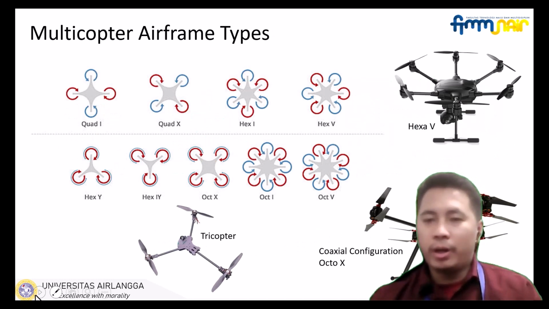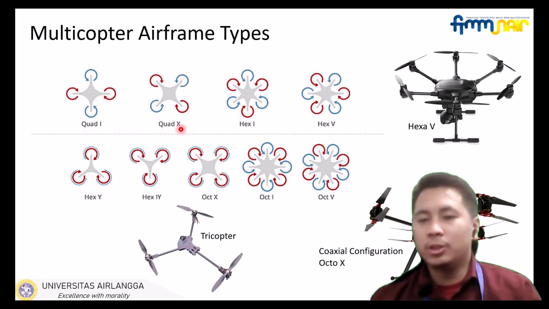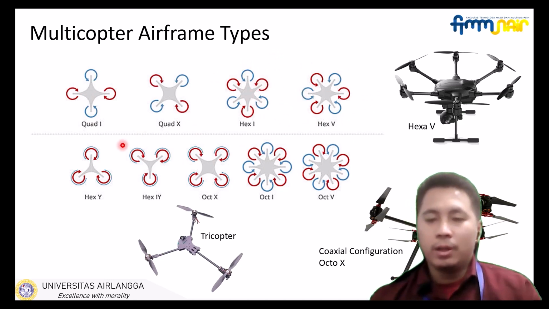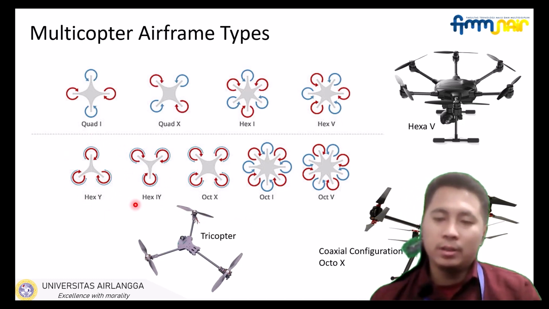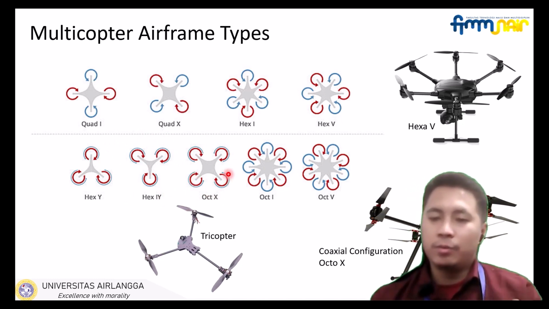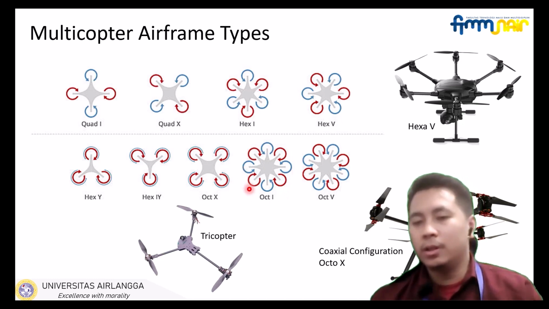And these are the airframes usually used in a multicopter. There is the quad, which I already mentioned before. There is the hexacopter, using six rotors, and there are also coaxial configurations that I will explain on the next slide. Hexa Y, hexa IY, and an octocopter using an X configuration with eight motors, and also an octocopter with this kind of configuration.